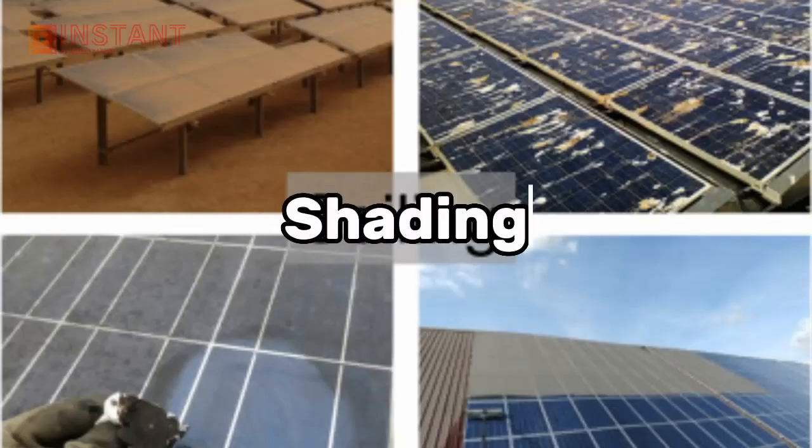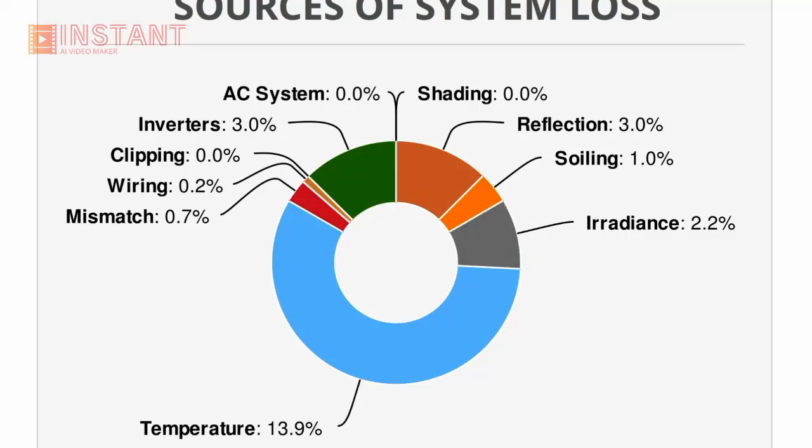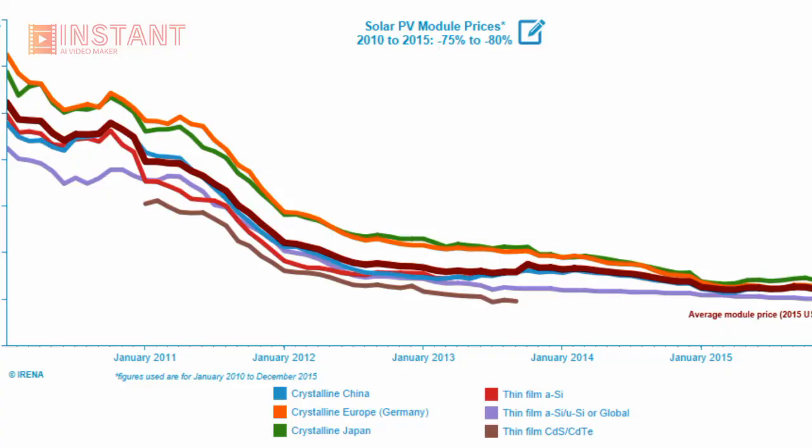Number 2. Shading. Even partial shading can significantly reduce the performance of solar panels. Trees, buildings, or any obstructions can cast shadows and hinder sunlight absorption.